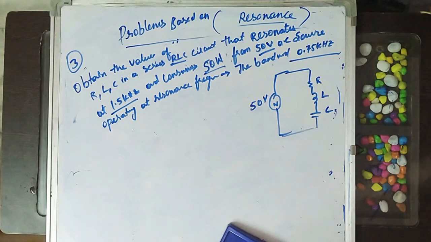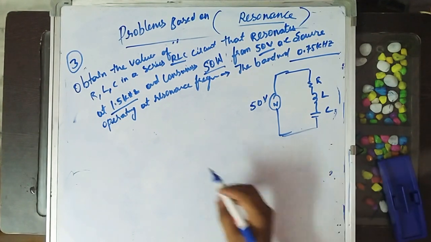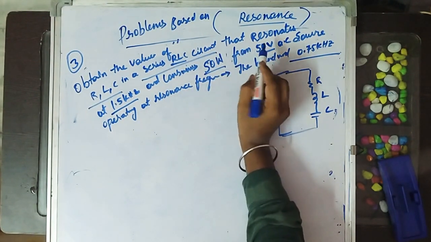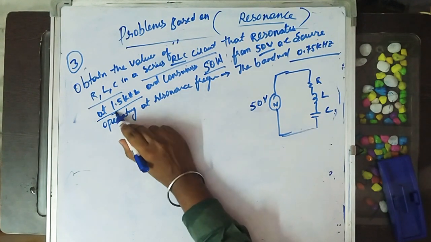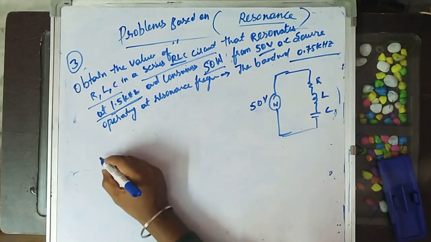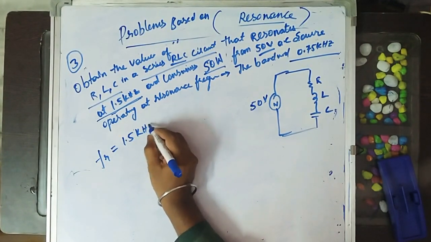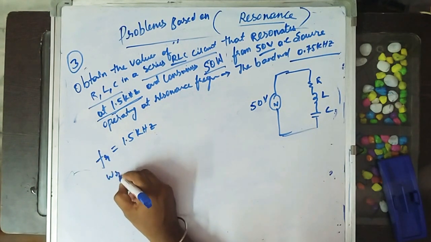So in network analysis we have to give input and elements and find a response. Here the responses are given. Now they ask you to find the values of R, L, C. Coming to the problem, obtain the values of R, L, C in a series RLC circuit that resonates at 1.5 kilohertz. So they are giving the resonance frequency, that is 1.5 kilohertz.